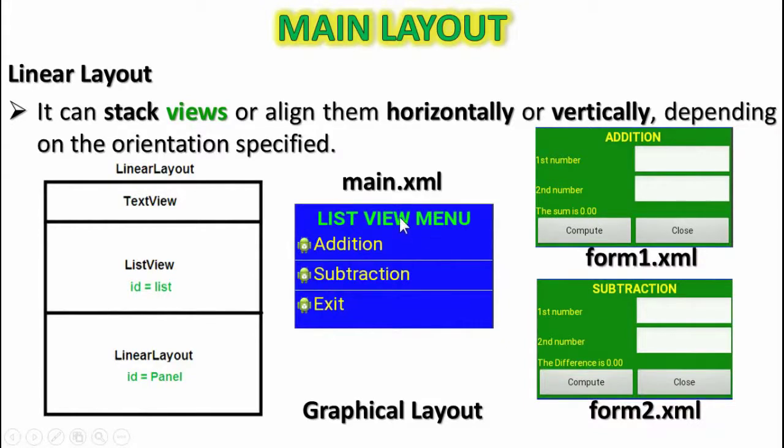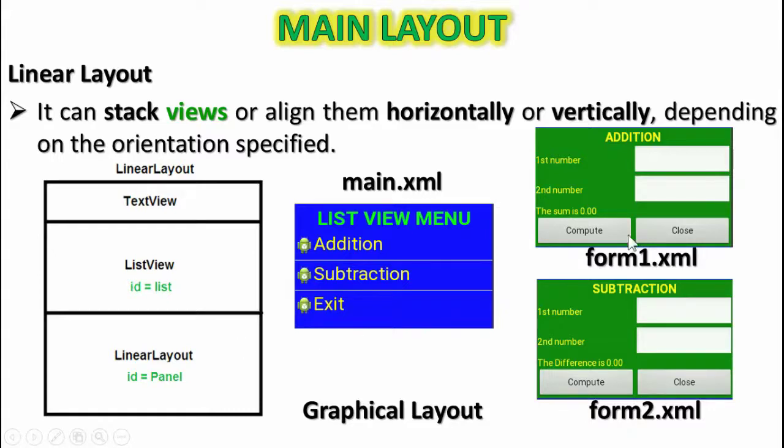Next, the main layout design of the mobile app is linear layout. A linear layout can stack views or align them horizontally or vertically depending on the orientation specified. Inside the linear layout, on top contains a text view that displays the list view menu. Underneath the text view is the list view with an ID name list, where it displays 3 rows and 1 column. Underneath the list view is the linear layout with an ID name panel, where it places the addition or subtraction green box.